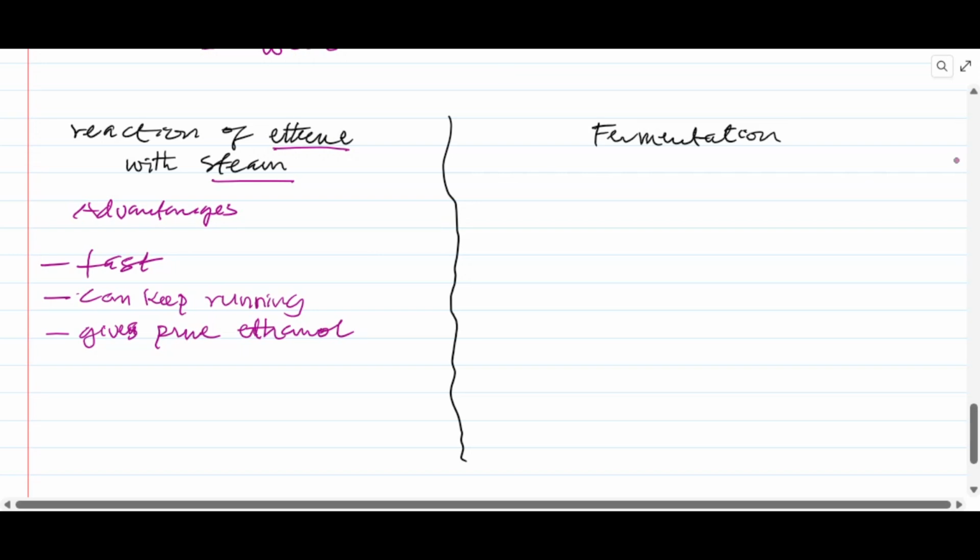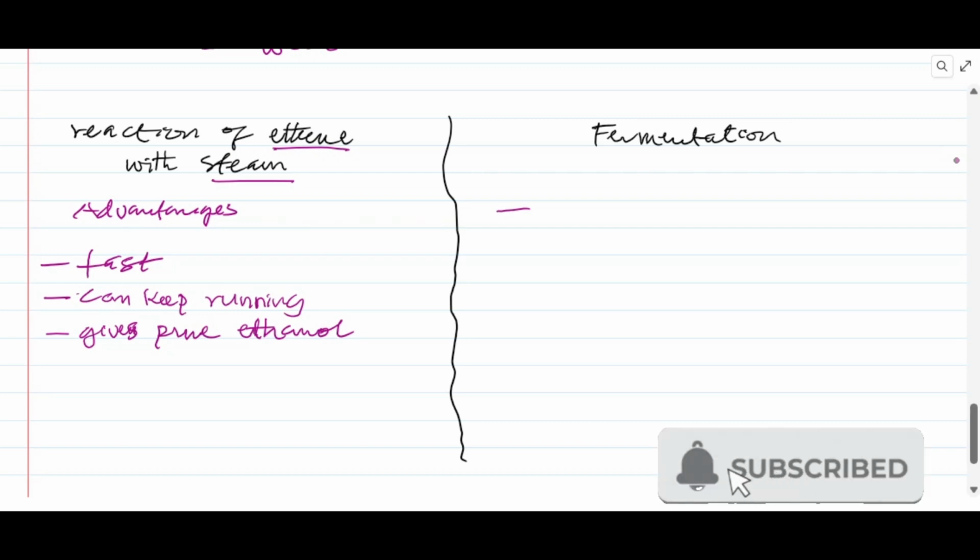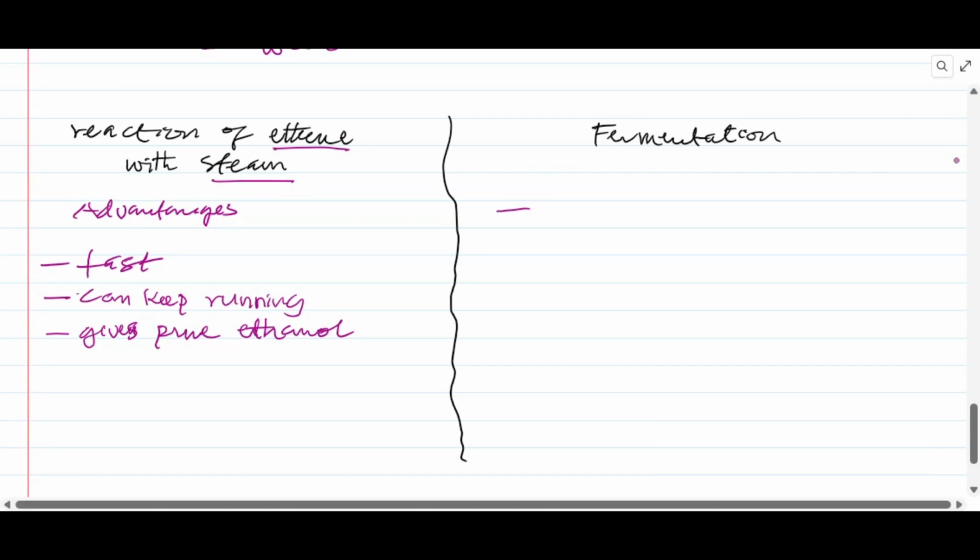What about the advantages of making ethanol by fermentation? Number one, remember the material that we use for this can be sourced locally. We can get it naturally. So this method of making ethanol uses renewable resources. You can grow more maize, you can grow more sugarcane, and then you get your ethanol from the material. You can also use waste plant material as well.